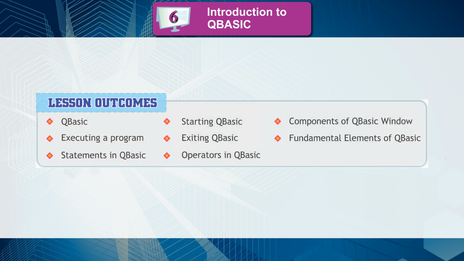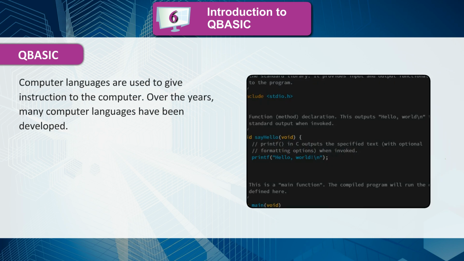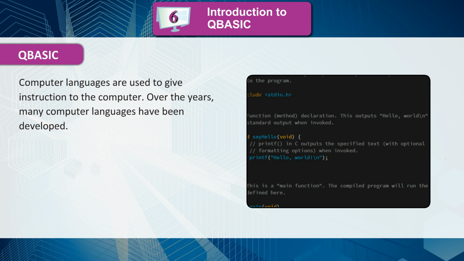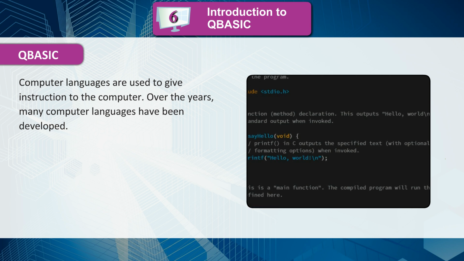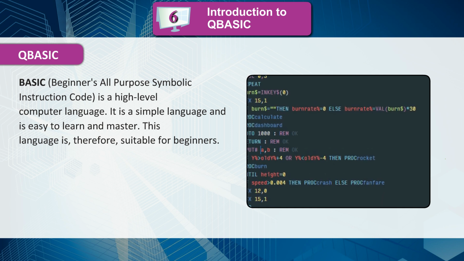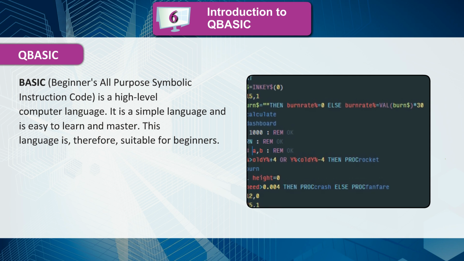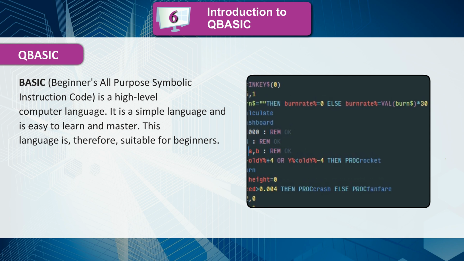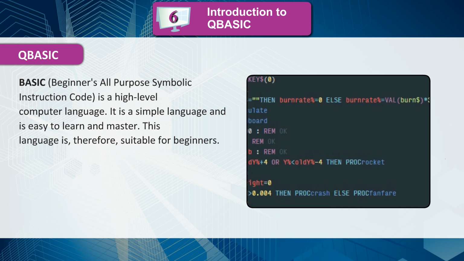Conditional statements. QBASIC. Computer languages are used to give instructions to the computer. Over the years, many computer languages have been developed. BASIC, Beginner's All-Purpose Symbolic Instruction Code, is a high-level computer language. It is a simple language and is easy to learn and master. This language is, therefore, suitable for beginners.